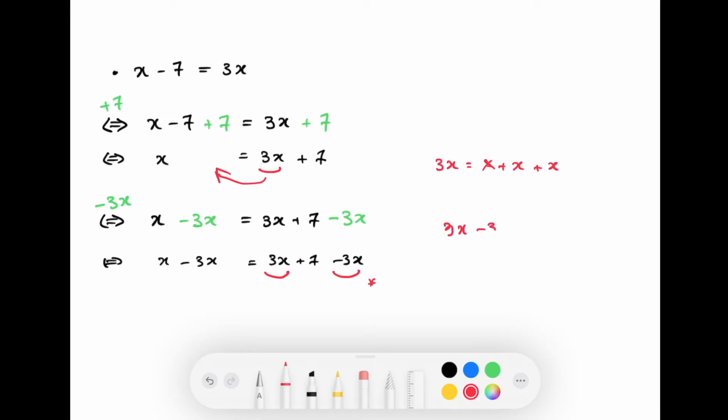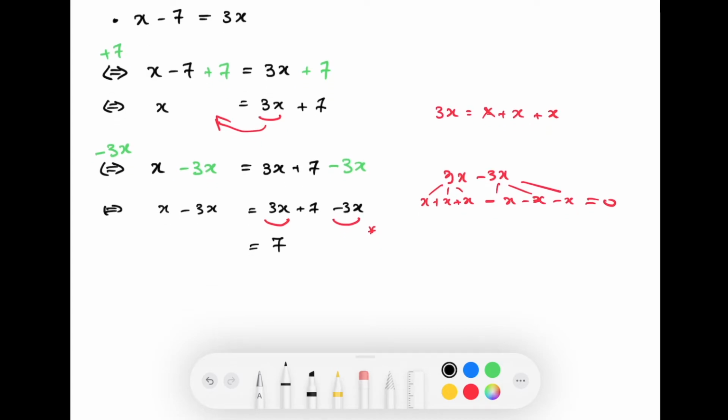3x minus 3x is basically x plus x plus x, which is from this one, minus x minus x minus x, which comes from these ones. And this is just 0. So this one becomes 0. So we get 7 on this side of the equation, which is exactly what we wanted.